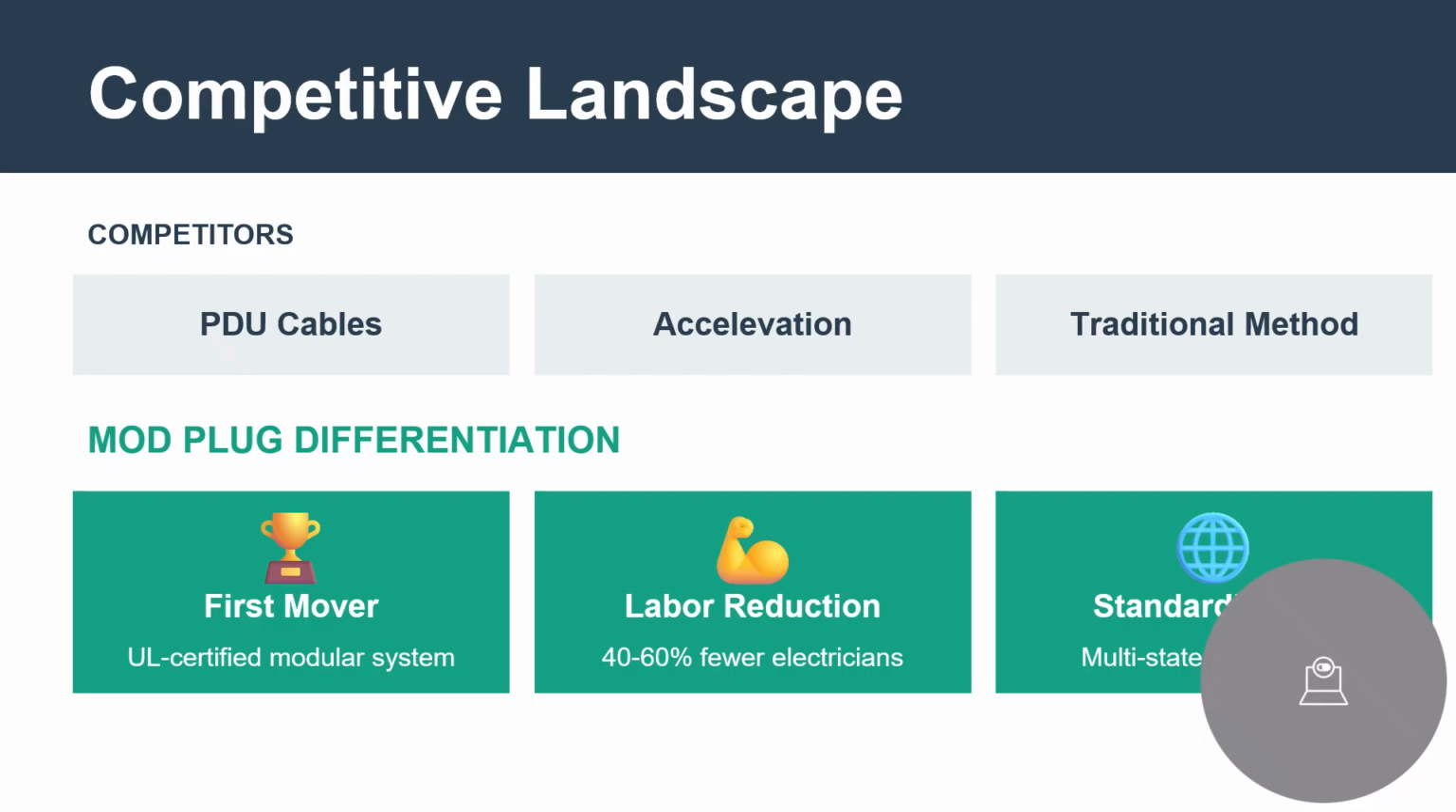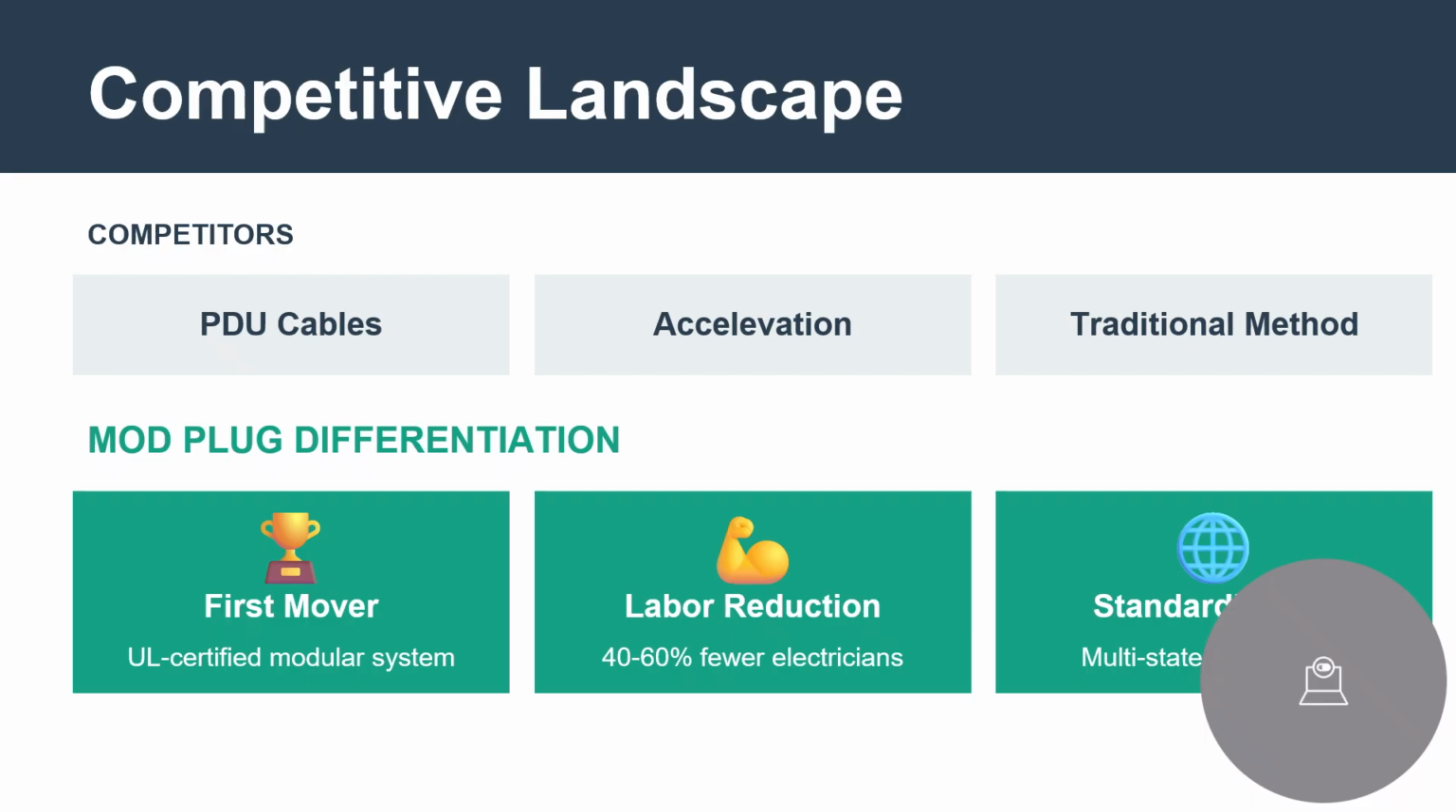Competitive landscape. Understanding our competitive environment is critical, so let's apply the competitive analysis frameworks from class. Our direct competitors fall into three categories. First, there's PDU cables and similar companies offering traditional cable solutions. These work, but they require custom configurations and field terminations. Second, there's Acceleration, actually my current employer, with existing products in the market.